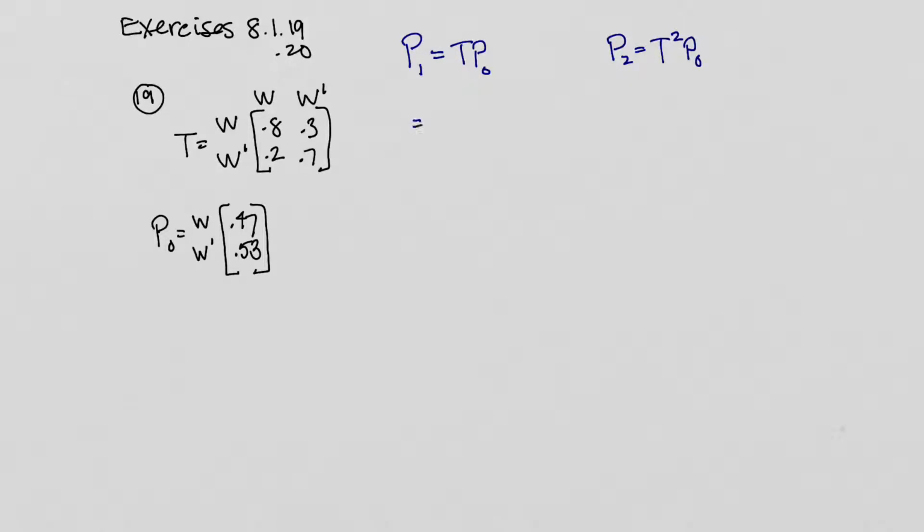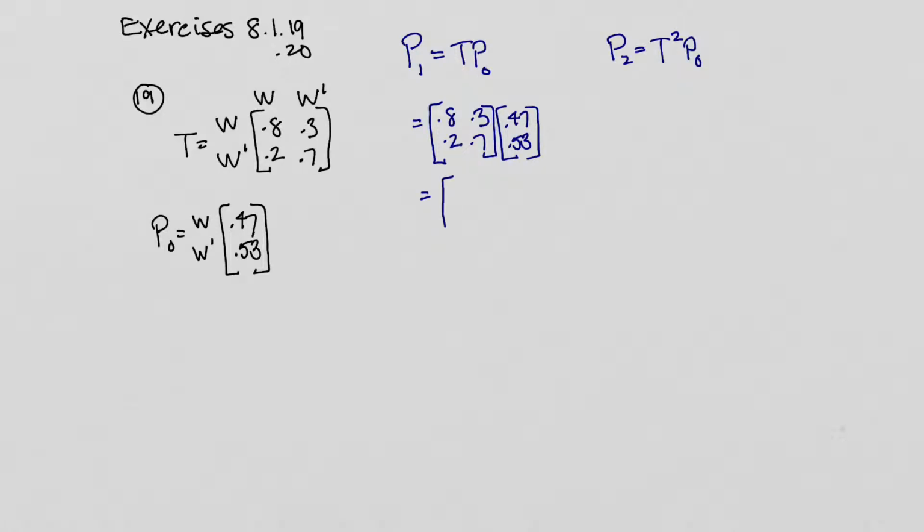So I'm going to bring this down, and T, well, T is right here, right? So let's write that. That's going to be down the columns, 0.8, 0.2, 0.3, 0.7. And we're going to multiply this by P naught. Now, P naught, that's right here. That's the current state, and the current state is 0.47, 0.53. And we're going to multiply these 2 matrices.